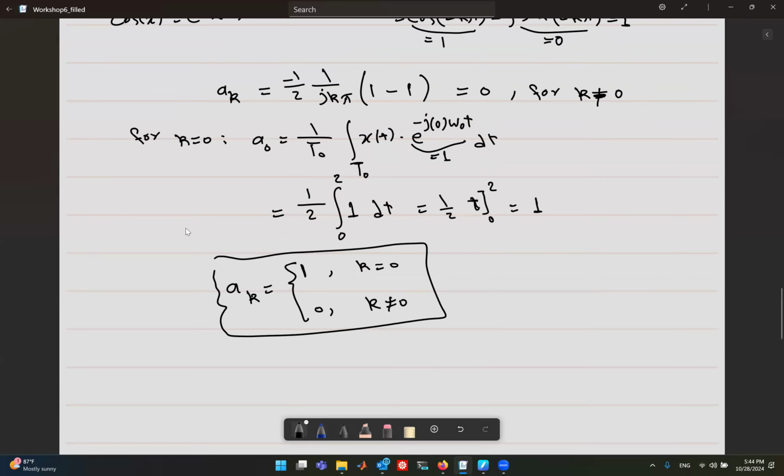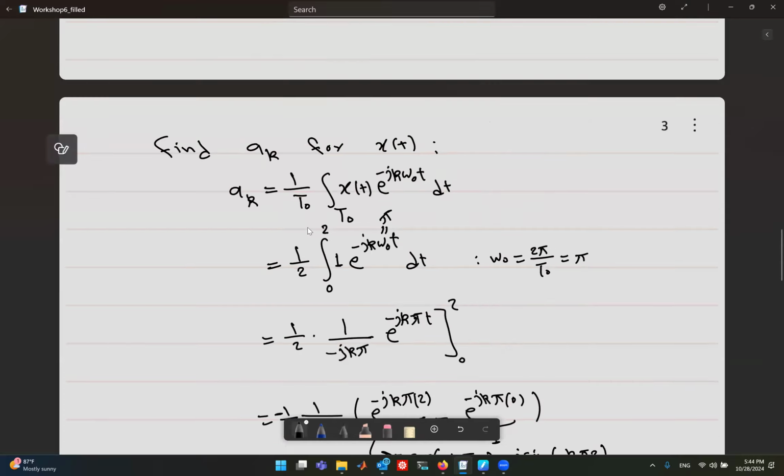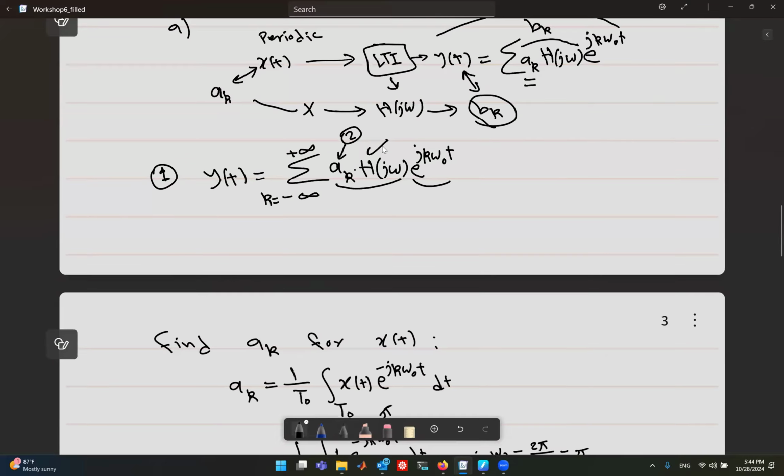Now, what's remaining is just to multiply it by the impulse response and do this summation. Multiply by the impulse response, and then we will get BK, the coefficients of YT, and then we represent YT in terms of Fourier series by just multiplying the coefficients by the harmonics, and we'll get the Fourier series representation of YT.